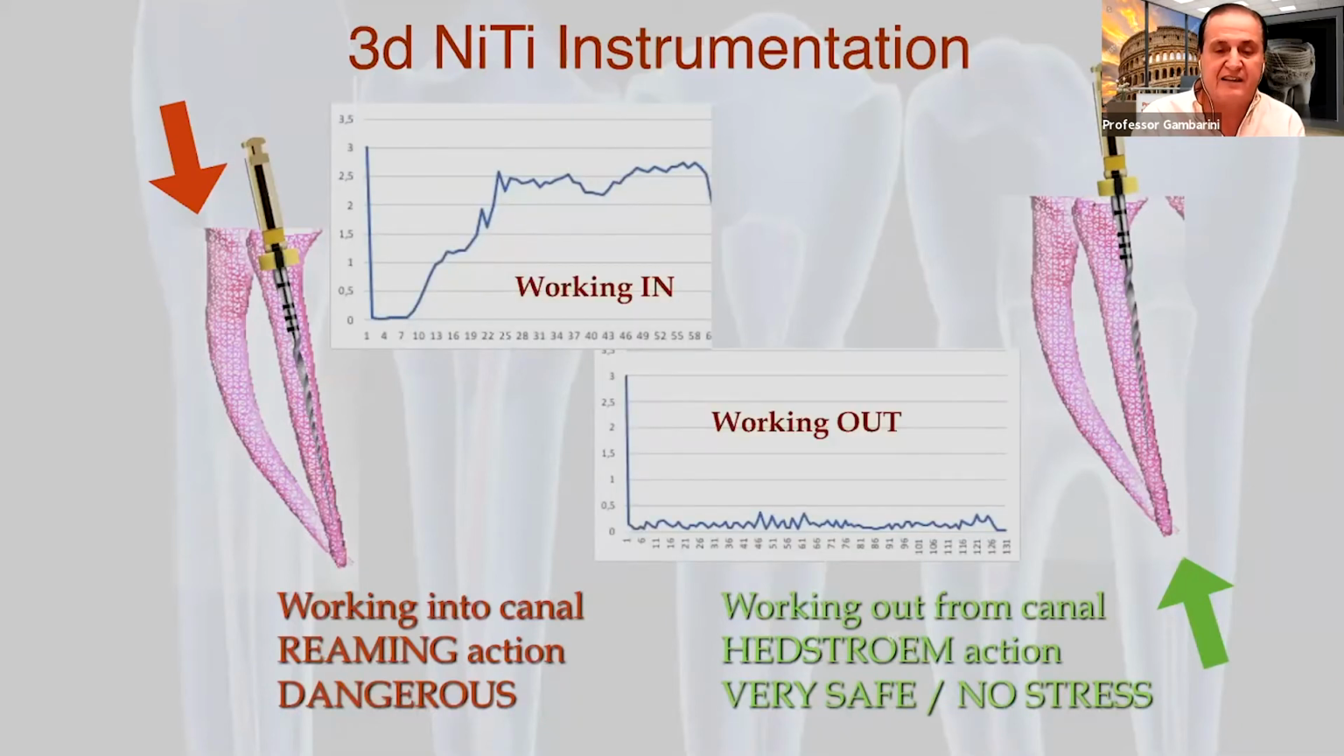And the interesting thing here, and these are studies that we made with a special device that we were able to measure the stress while the instruments were working in vivo on patients, is that working in is very stressful and very dangerous. Working out, it's very safe. We can brush, we can flare for even minutes. We can increase the speed. We can do a lot of things with no risk.